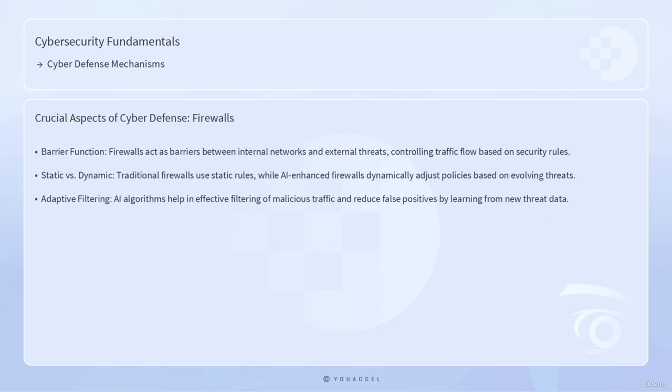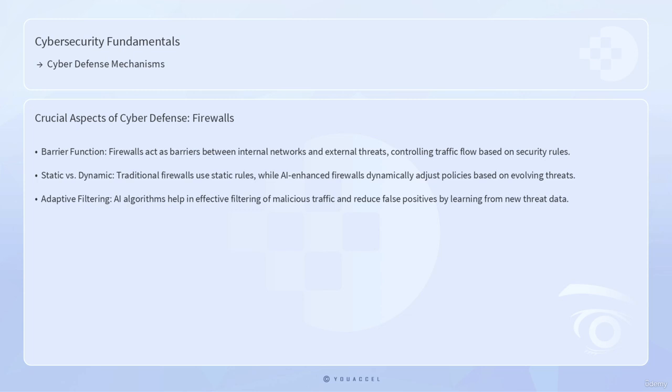Another crucial aspect of cyber defense is the implementation of firewalls. Firewalls act as barriers between internal networks and external threats, controlling the flow of incoming and outgoing traffic based on predetermined security rules. While traditional firewalls rely on static rules, AI-enhanced firewalls leverage machine learning to dynamically adjust security policies based on evolving threat landscapes.